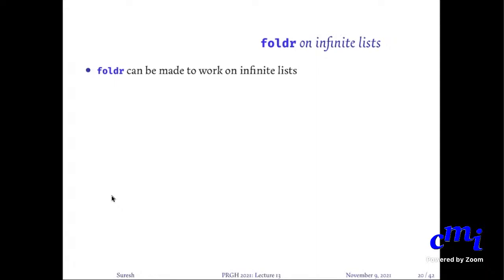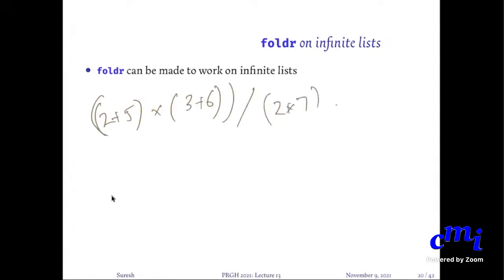So if you have something like 2 plus 5 into 3 plus 6 divided by 2 into 7 or some such, it won't do the components first and then go to the overall thing. It will say, what do I have to do? I have to divide two things. But I can apply division properly only on fully evaluated things. So what do I have on the left? I have two things that need to be multiplied to get a fully evaluated thing. So let me do that.